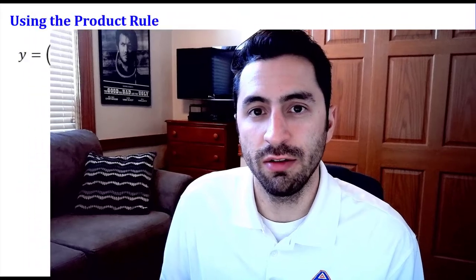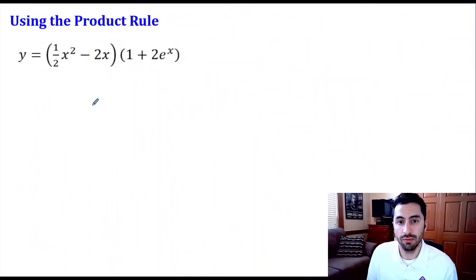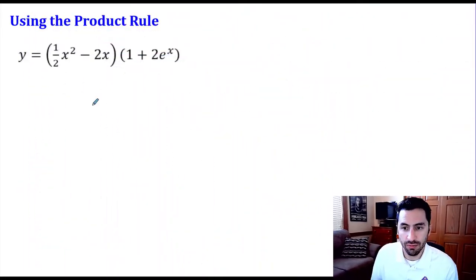Hey everyone! In this video, we're going to be looking at how to use the product rule to find the derivative of a function. So I have an example here. It's y is equal to 1/2 x squared minus 2x times 1 plus 2 times e to the x. So if I want to find the derivative of this function, I'm going to need to use the product rule.